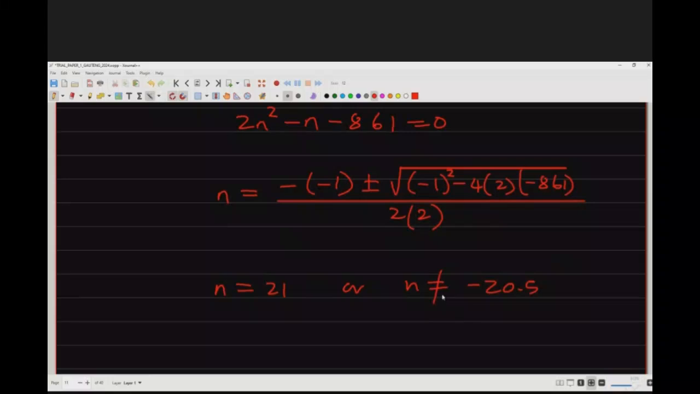20.5. All right, and the number of terms here cannot be negative. And additionally, we cannot have 20.5 terms. Right, we need that to be a whole number. So that will mean that there are 21 terms in the sequence. So you also get a mark for rejecting the minus 20.5.